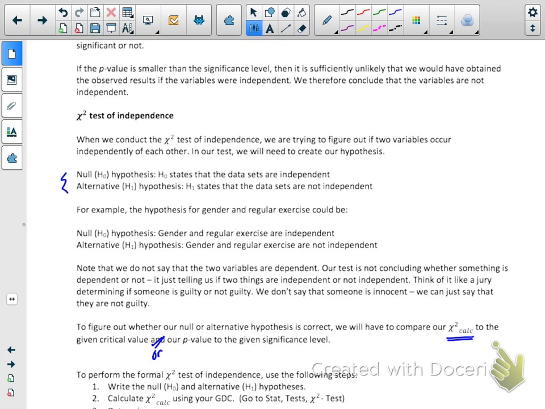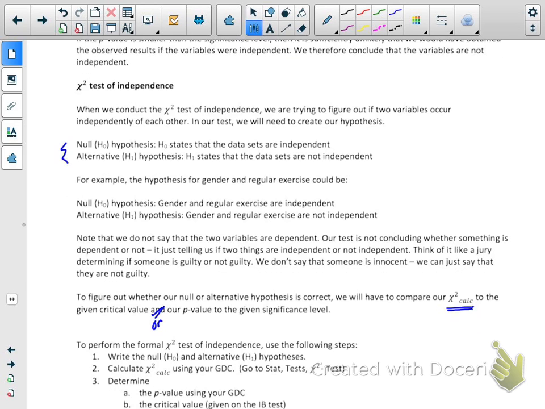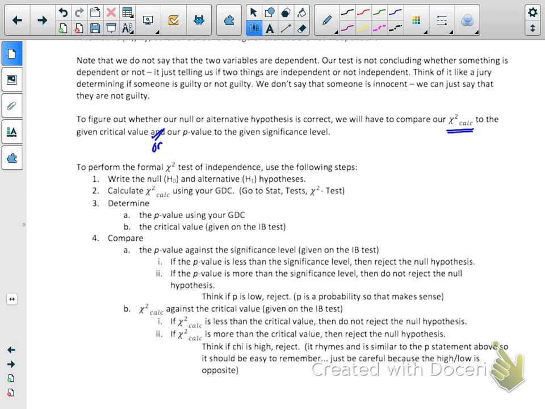So to perform this test, what we're going to do is we're going to write out our hypotheses. We're going to calculate the chi-squared on our graphing calculator. And I'll show you how to do that in a minute. But you're going to go to Stat and Tests and chi-squared test. We will determine the p-value on the graphing calculator. Or the calculator, or the test, will give us the critical value. And then we'll compare either our p-value to the significance level that is given to us.